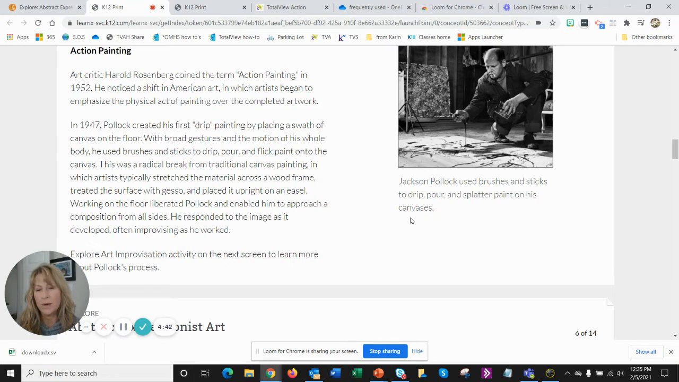This was a radical break from the traditional canvas painting, in which artists typically stretched the material across a wood frame and treated the surface with gesso, which is a white, kind of preparatory solution, and placed it upright on an easel. Working on the floor liberated Pollock and enabled him to approach a composition from all sides. So that means he could move freely around the canvas on the floor. He responded to the image as it developed, often improvising as he worked.